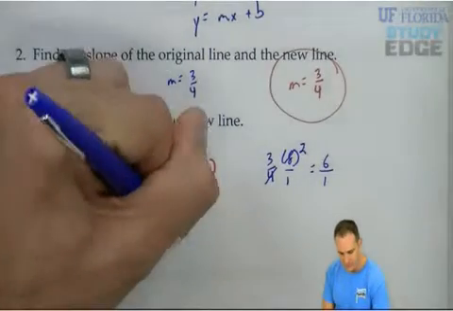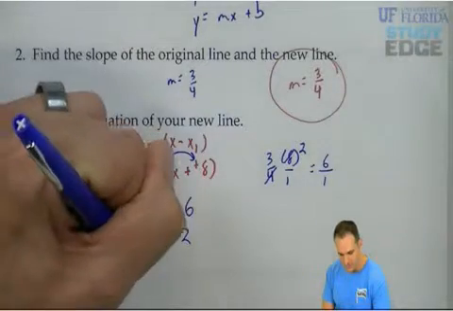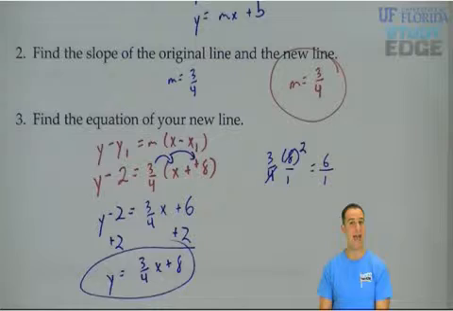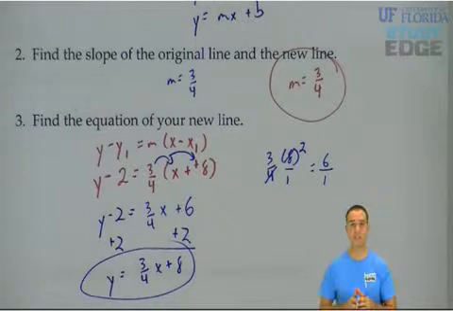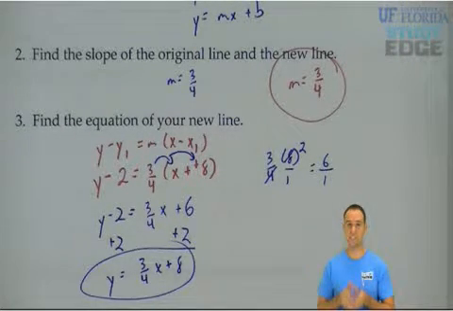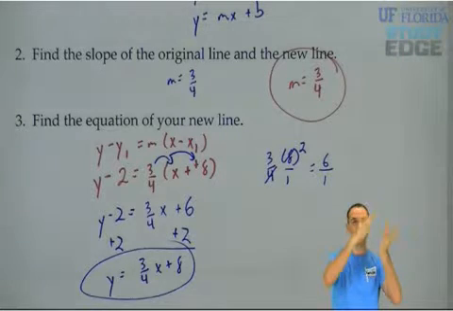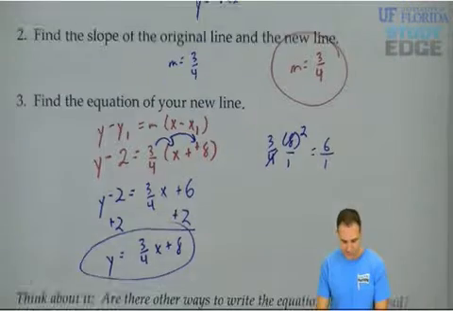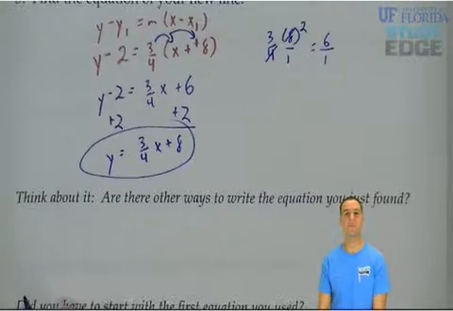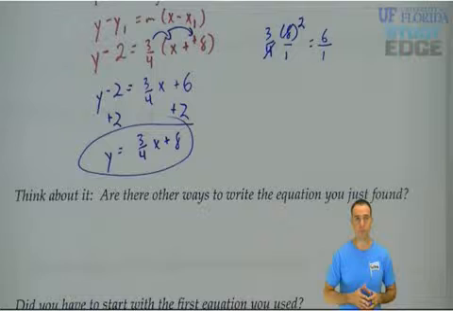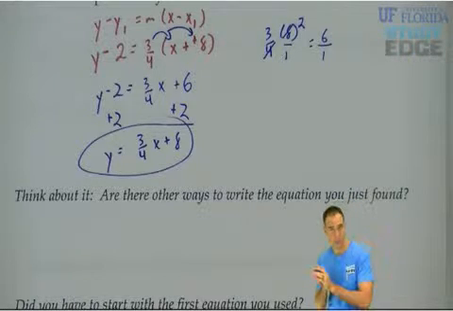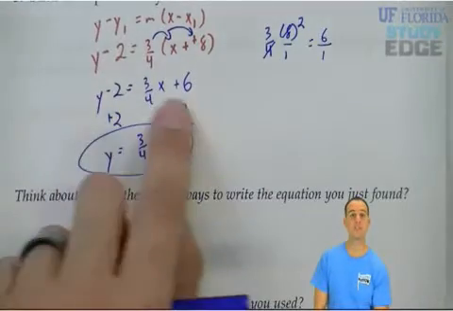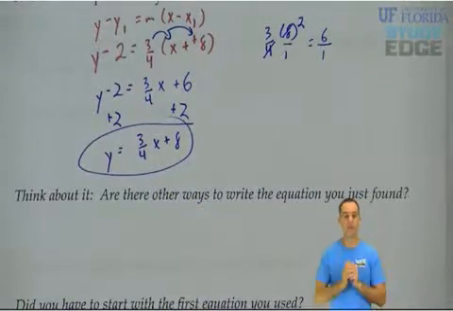Lastly, add 2 over, and you get the new line as y equals 3/4 x plus 8, which if you notice, has the same slope, but just a different y-intercept, because 2 lines with the same slope will end up being parallel lines. Now, if you think about it, are there other ways to write the equation you found? Absolutely. I wrote it in 2 different ways. I wrote it in point-slope form and slope-intercept form. Point-slope form in red, slope-intercept form in blue, and there will be other ways.